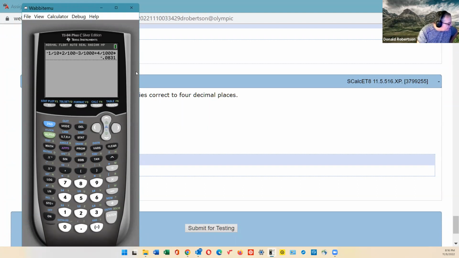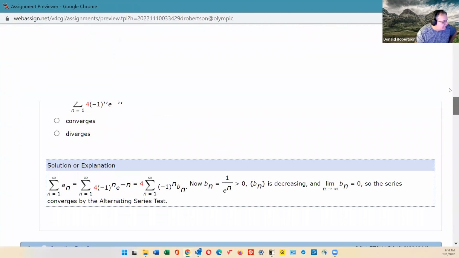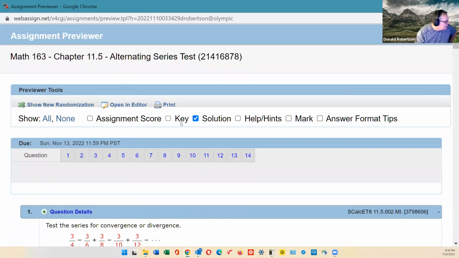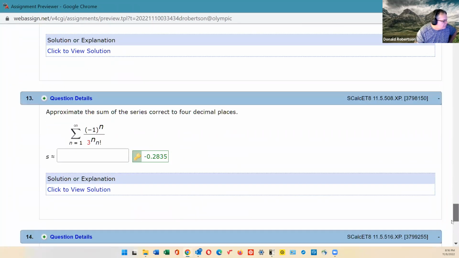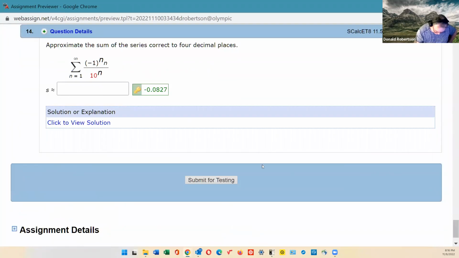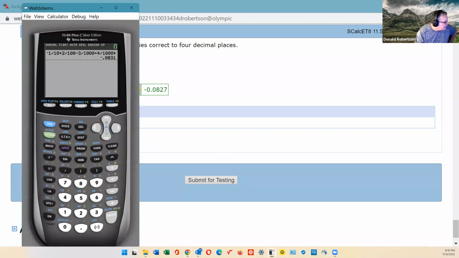It seems to be negative 0.0831. Okay, so I'm going to go up to the top here, and I hope to see that answer. But if I don't, it just means I needed one more term to be sure. So hopefully we get the one I wanted. That looks to me like it's darn close to 0.0827.